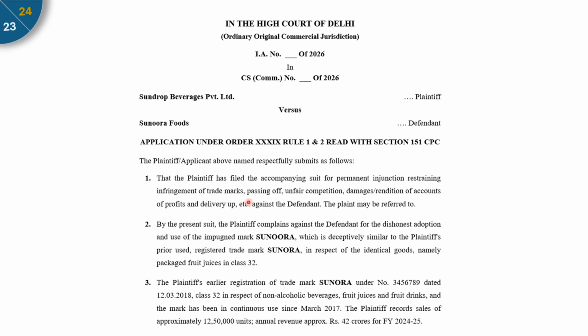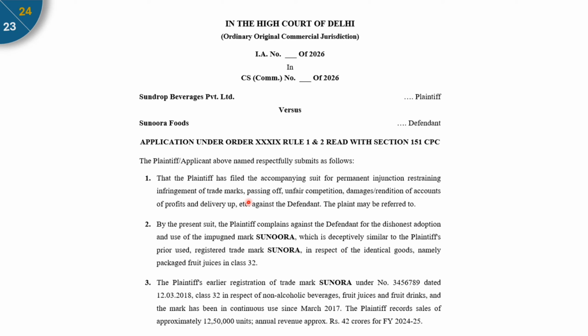Okay. Now coming to paragraph 2: that by the present suit, the plaintiff complains against the defendant for dishonest adoption and use of the impugned mark Sunoora, which is deceptively similar to the plaintiff's prior used registered trademark Sunoora in respect of identical goods, namely packed fruit juices in class 32. So this is your entire case compressed into a single sentence, and I want you to notice four things which are happening simultaneously in this one line.